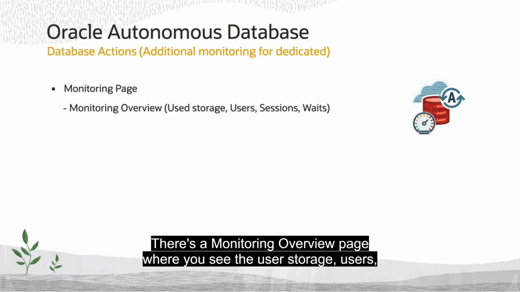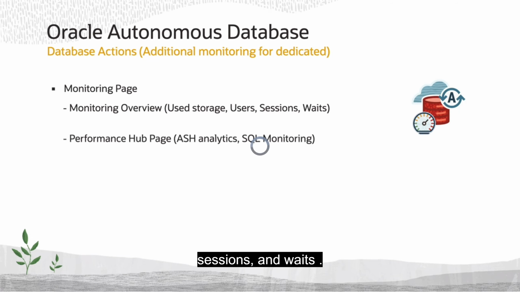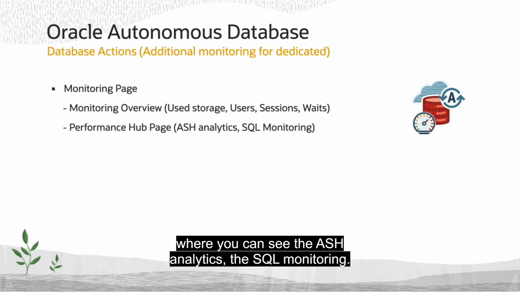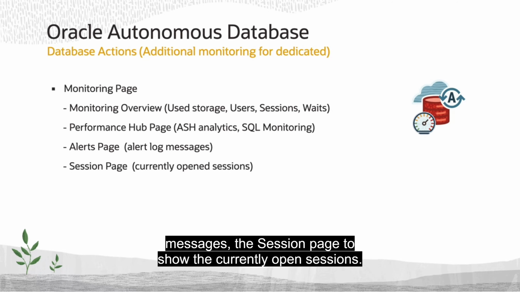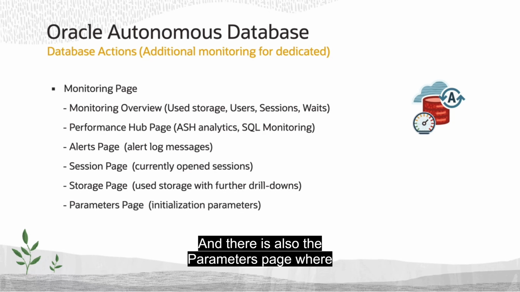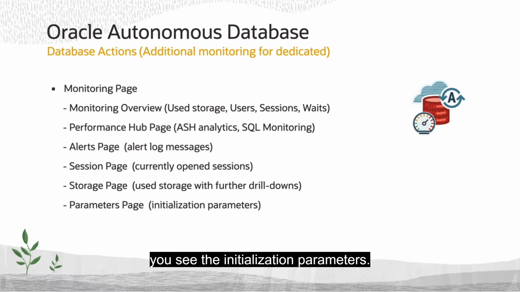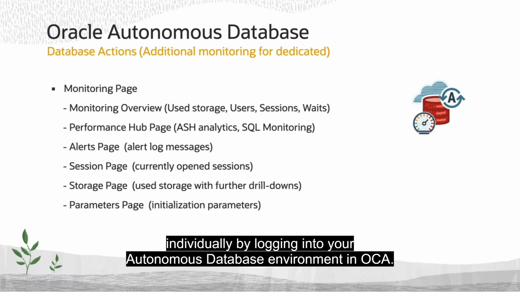There's a monitoring overview page where you see the used storage, users, sessions, and waits. And there are other pages like the Performance Hub page, where you can see the ASH analytics and the SQL monitoring. Likewise, there is an alerts page, which can show you the alert log messages, the sessions page to show the currently open sessions, the storage page will show you the used storage and you can further drill down, and there is also the parameters page where you see the initialization parameters. You can explore more on each of these views individually by logging into your autonomous database environment in OCI.